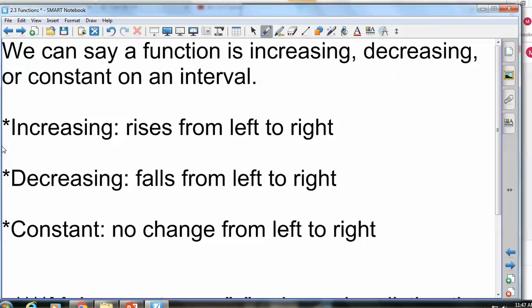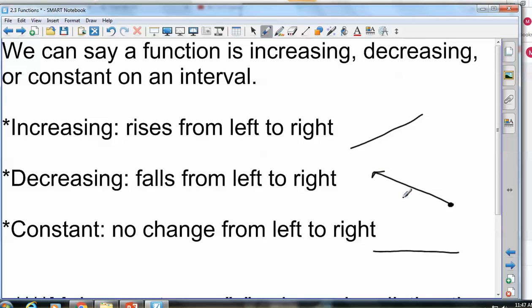So the last piece is increasing, decreasing, and constant. Increasing just means as you go from left to right, your graph is rising. So it's just something like that. Decreasing means your graph is falling as you go from left to right. Constant would be no change. So like, that's kind of decreasing. A horizontal line, if you can draw a nice horizontal line.